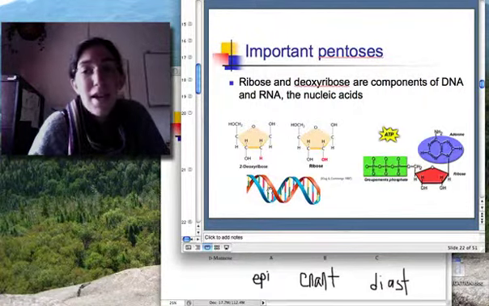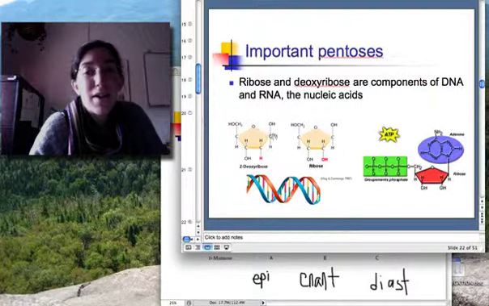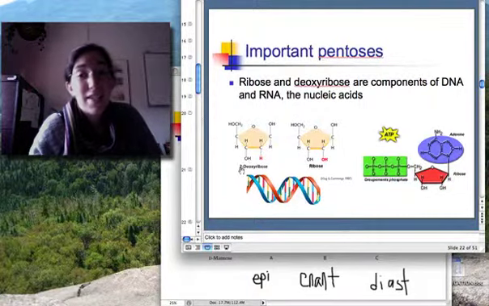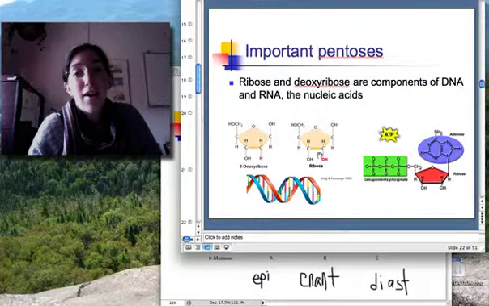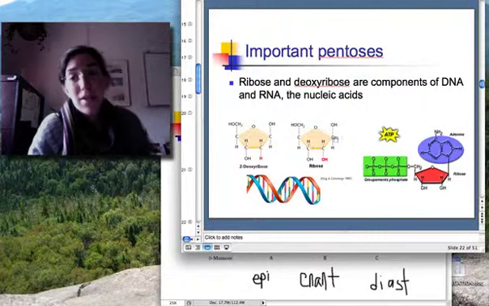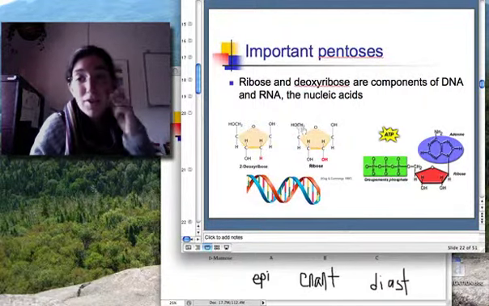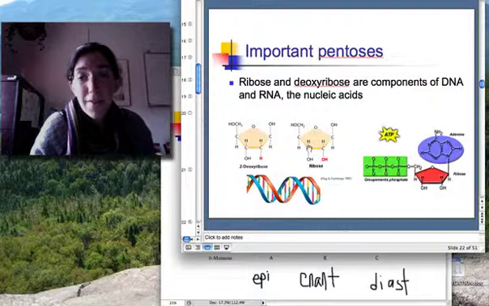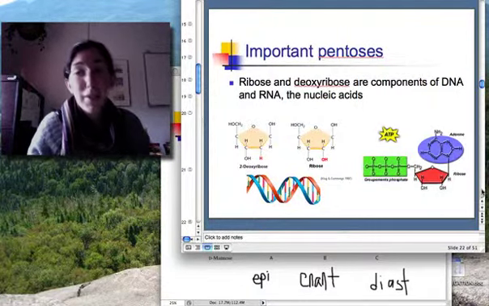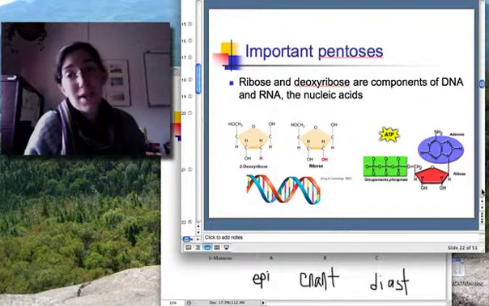And when it comes to DNA and RNA, you have this 5-carbon deoxyribose that makes up your DNA, deoxyribonucleic acid, and RNA has ribose. Instead of deoxyribose, it has ribose here. So these are 5-carbon sugars, 1, 2, 3, 4, 5. They're pentoses, and they're very important for our nucleic acids, okay?